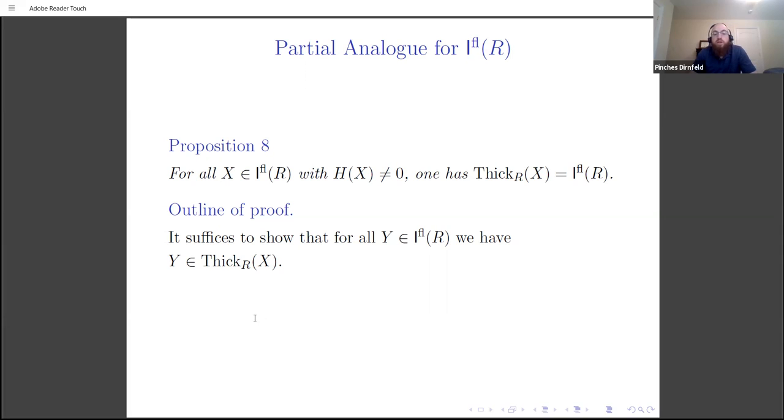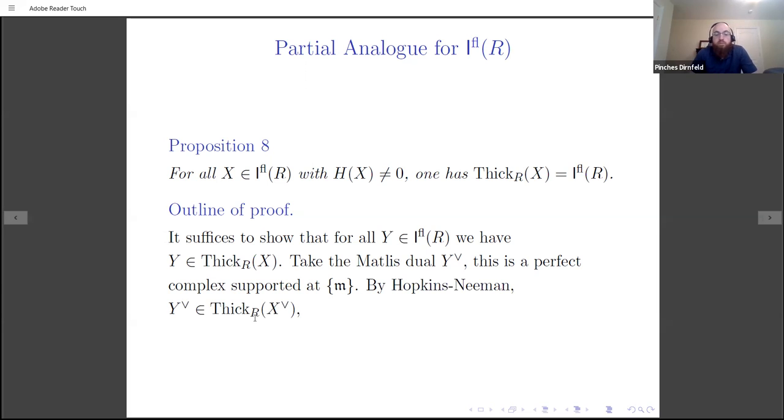So I want to show that for every Y in IFLR, we have Y is in thick X. And I'm just going to use Hopkins-Neeman for that. So I'll take the Matlis dual. The Matlis dual of Y is going to be a perfect complex, which is supported exactly at m. Same for X. So by Hopkins-Neeman, Y^∨ is contained in the thick subcategory generated by X^∨, because these are both perfect complexes. And I'll take the Matlis dual again, so I get Y^∨∨ is contained in the thick subcategory generated by X^∨∨. And of course, if you take the Matlis dual twice for any complex, you get back the completion of the complex. But since we started with something that has finite length, i.e. it's supported at m, these complexes are already complete. So Y^∨∨ is quasi-isomorphic to Y itself. So this proves the proposition.